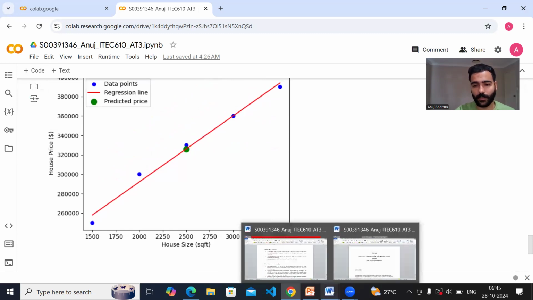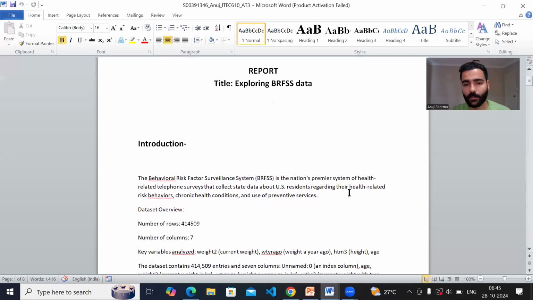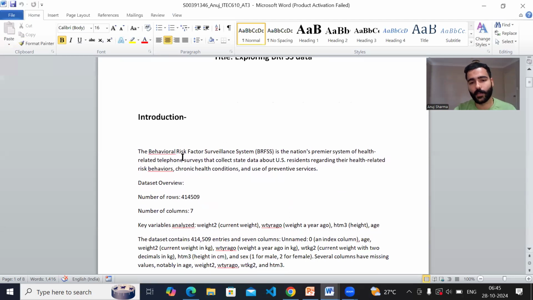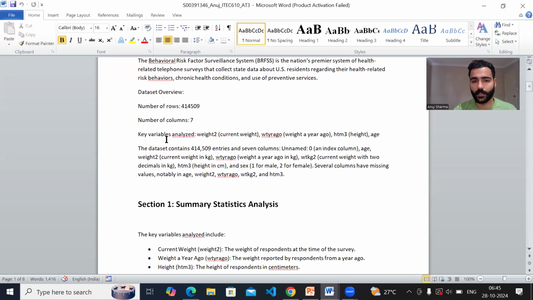Let's delve deeper into our report. That's the report, which included the introduction, like the behavioral risk factor surveillance system that I explained earlier. That's the dataset overview: the number of rows is 414,519 and the number of columns is 7. The key variables analyzed are current weight, weight a year ago, and height.